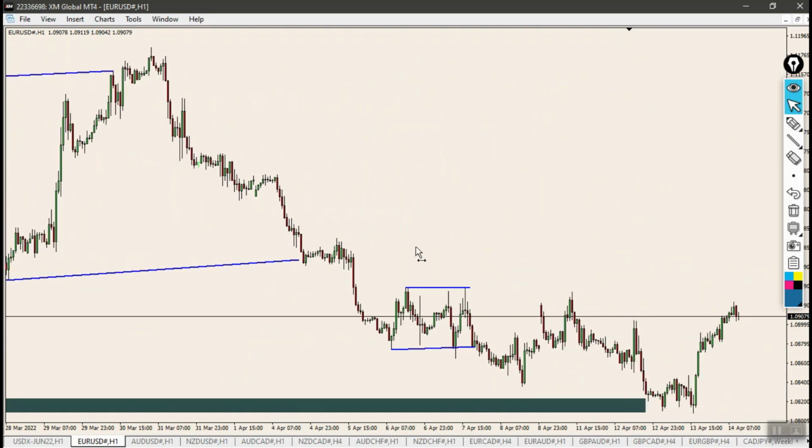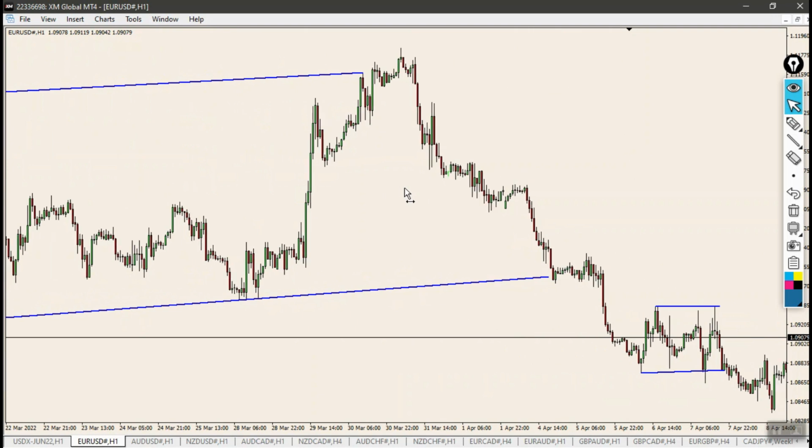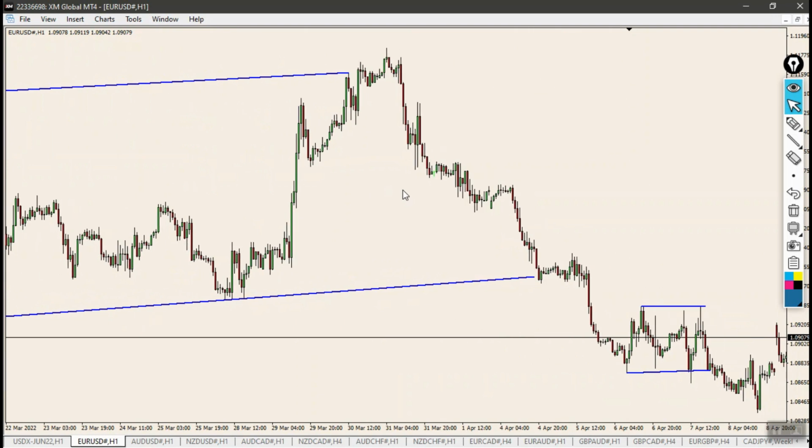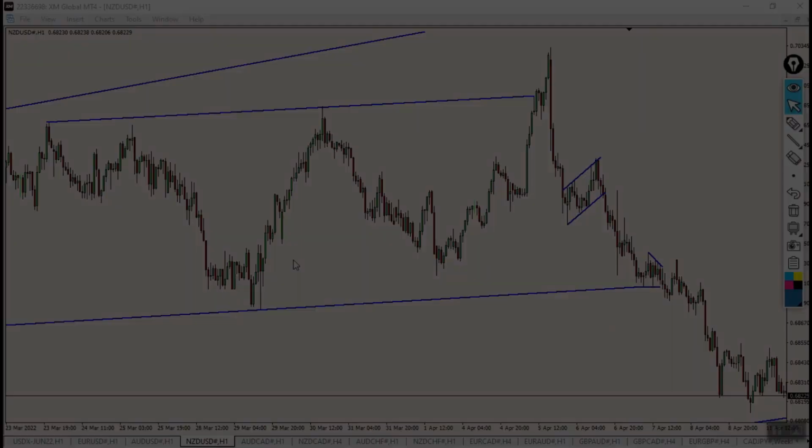So it's very important for you to understand this, right? It's very important for you to understand how to separate the patterns within patterns, right? So let's move on to the next example.